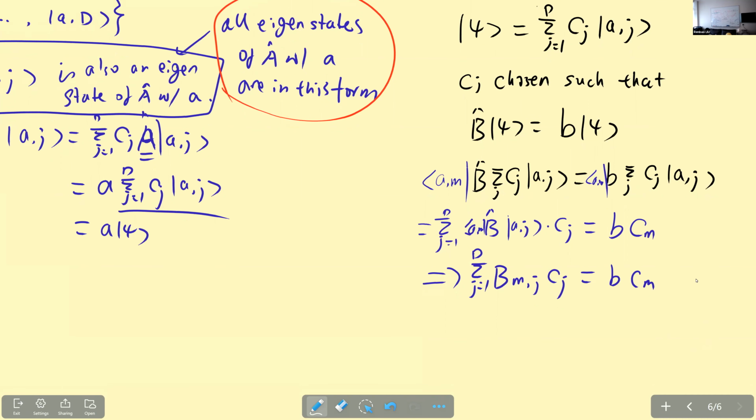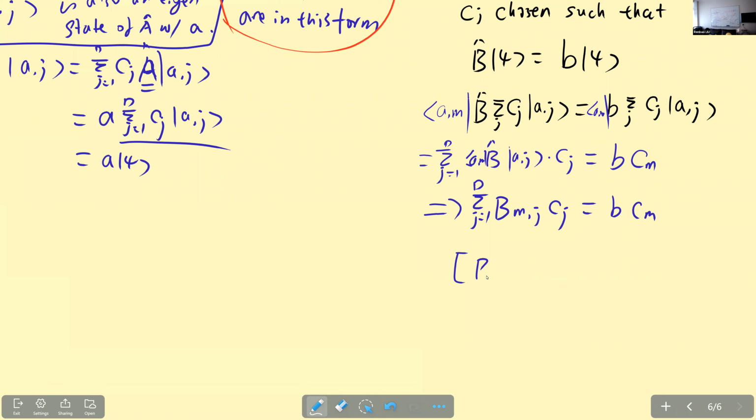So that is nothing but just a matrix. This is a D times D matrix, and this C coefficient is D times 1, a column. That equals B times C1, C2, up to CD, right?